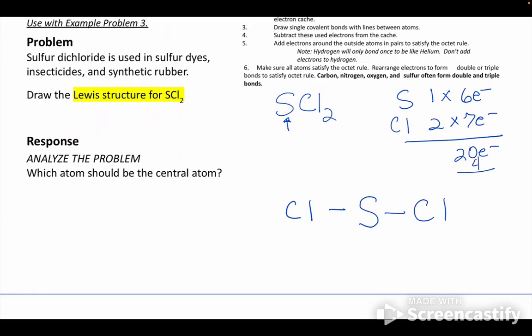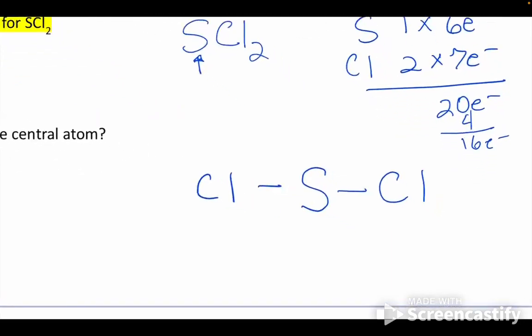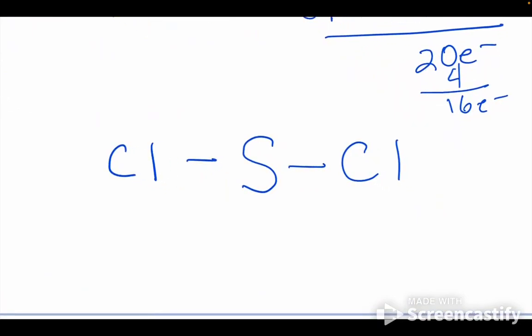So now I have 16 electrons left. Here's where one of the rules we haven't really applied yet comes in: we're going to place the electrons around the outside atoms, so the chlorines, and then the central atom if we have enough.